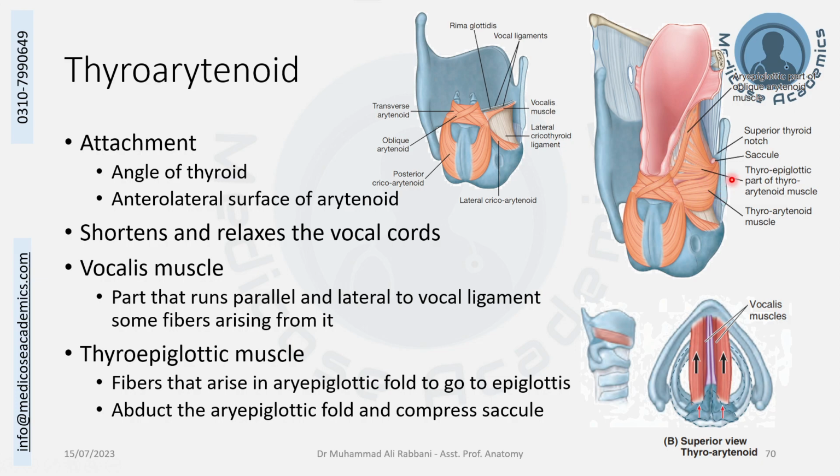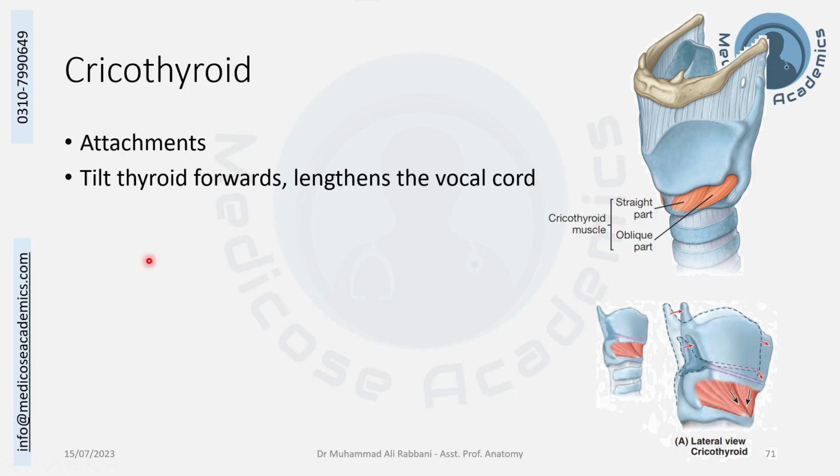As you can see, the running of all these fibers is across this saccule, the middle cavity. When these muscles contract, the saccule is compressed, and the secretions that have been produced in it go and supply over the vocal cords.